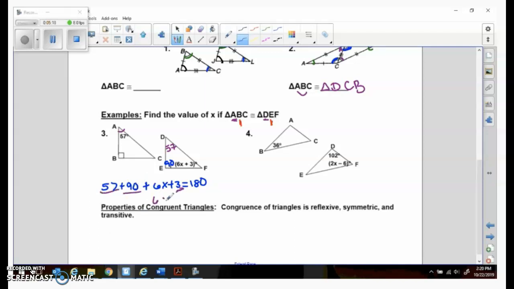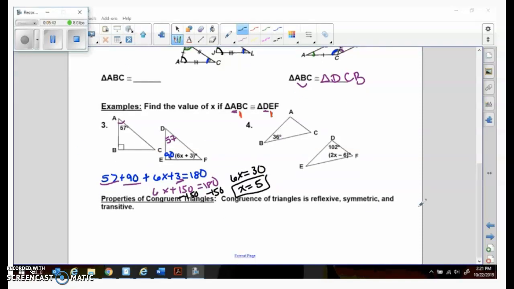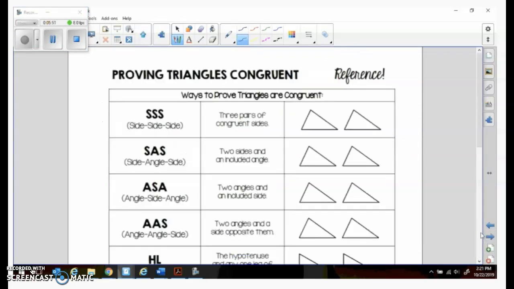So we'll just combine the like terms: 6x plus 150 equals 180. And we subtract 150, and 6x equals 30. So we'll say x equals 5. Splendid. Let's move right along. So doing number 4, you guys can figure that one out on your own.